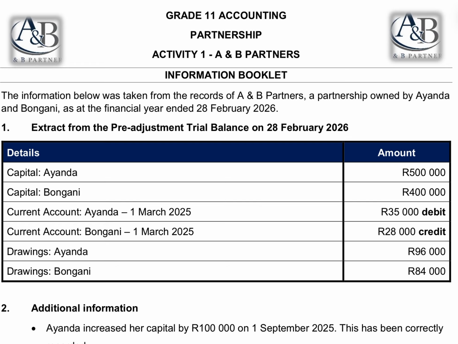So to introduce this question, it says here the financial year ends on the 28th of February 2026, and it says this information is from the pre-adjustment trial balance which we are given, containing the following capital balances. So the capital balance for Ayanda is 500,000 and for Bongani is 400,000.